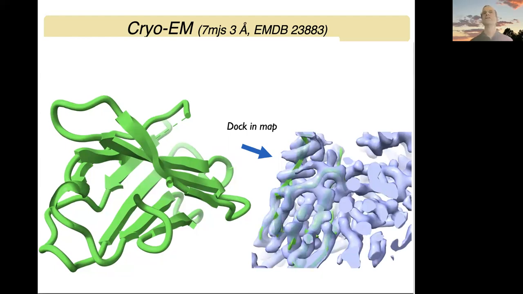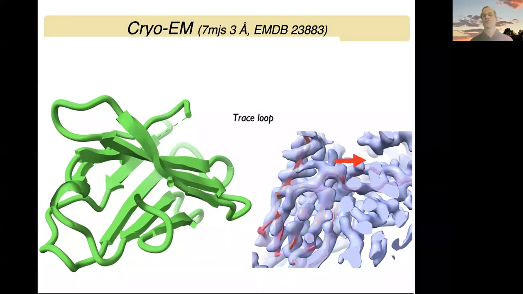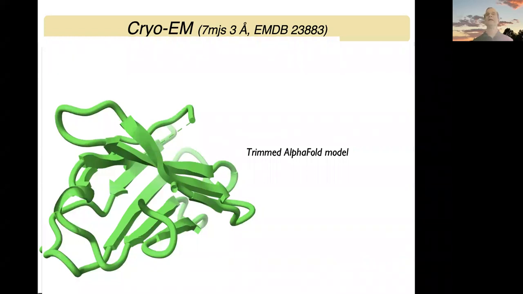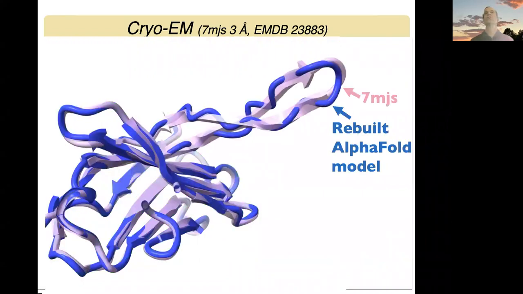Wow, it just fits right in there. It's amazing and is really good. So now we've docked it. Let's trace the loop based on the density that's present there. This is a pretty nice map, not so hard. And what do we get from that? Here's our AlphaFold trimmed model. And here we've generated a rebuilt model based on tracing through that density. Now it looks a lot more like 7MJS. Notice that this rebuilt model doesn't look perfect. And we'll come back to that in a moment and see how to make it better.